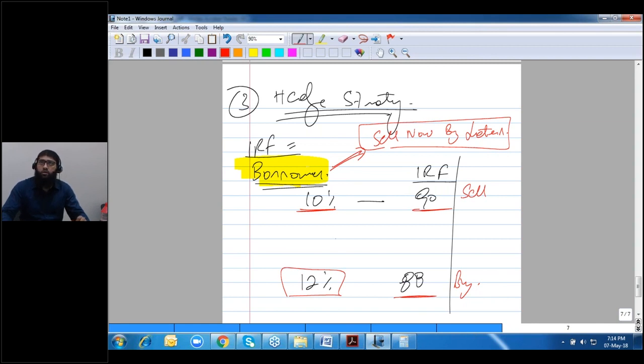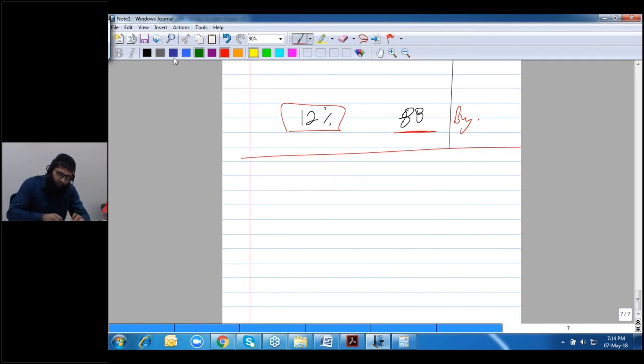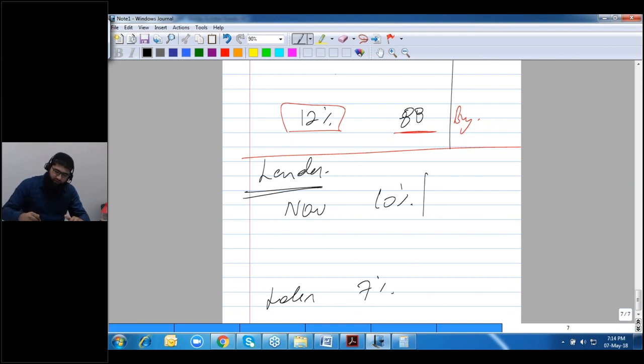Now let's move forward. I'm now going to discuss the lender. When we talk about a lender, what exactly is going to happen? In the case of a lender, the lender is facing a risk that the interest rate would decrease. Right now, assume that the interest rates are 10%. The lender is expecting that at a later date they would become 7%. So if the interest rates are 10%, that is 90. If they become 7%, that is going to become 93.